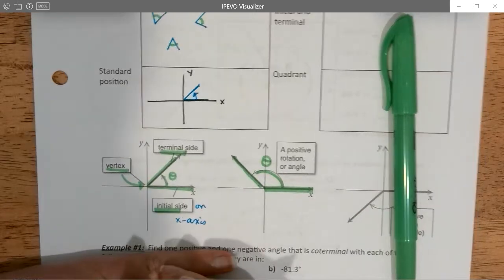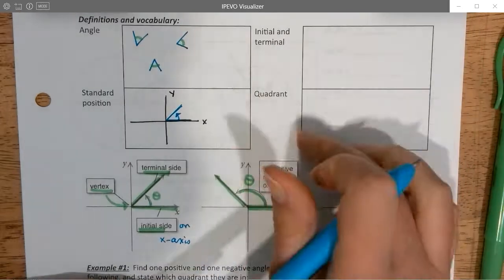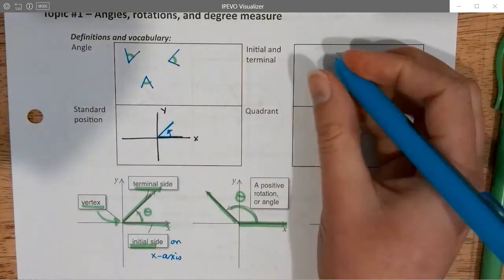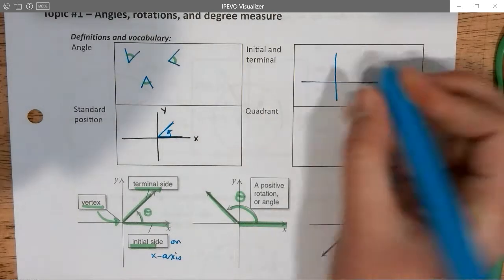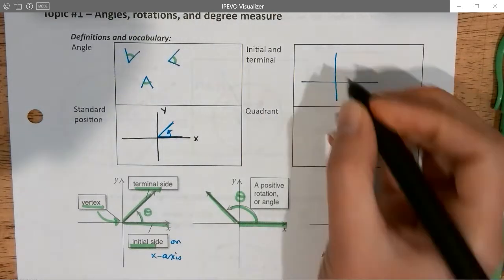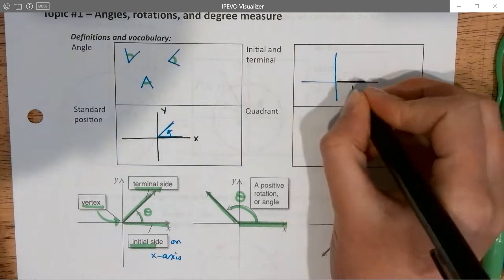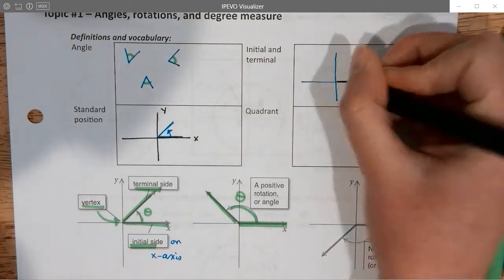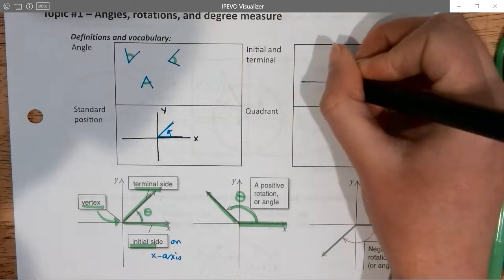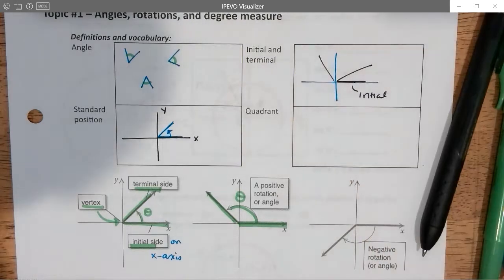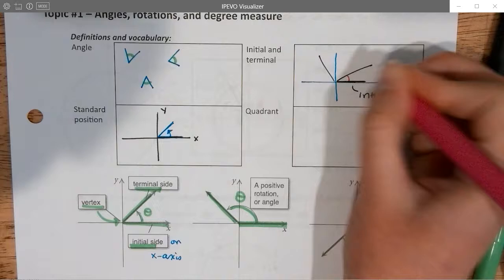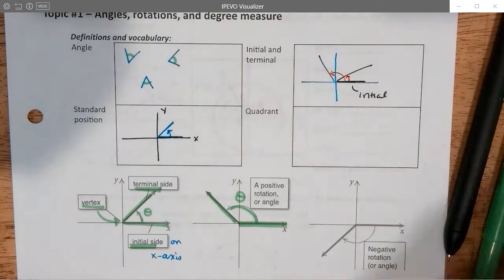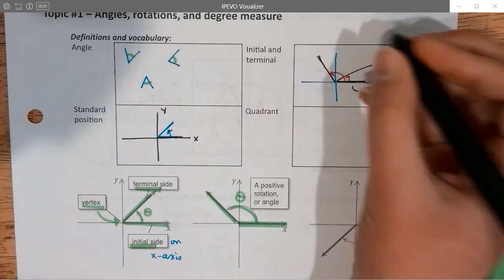Okay? So initial side and terminal side. I'm going to get back to this next picture once I get a few more. So along the x-axis, our first side on the x-axis is our initial. And then the terminal side is just wherever I get to, depending on how large my angle gets. I've got two different angles right here with two different terminal sides. So terminal side is the final side.